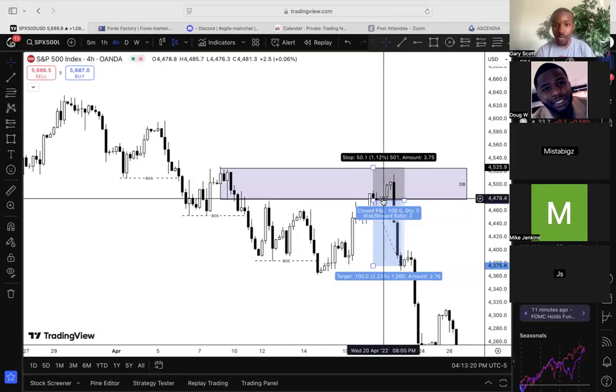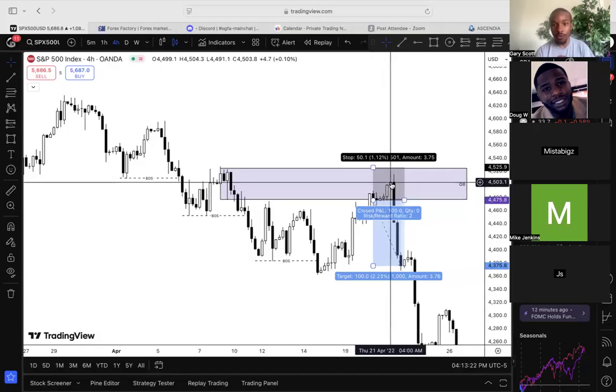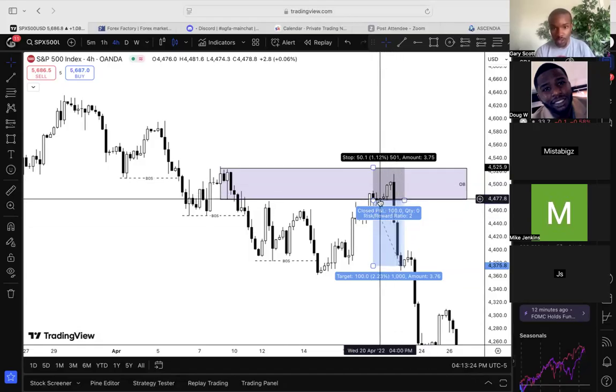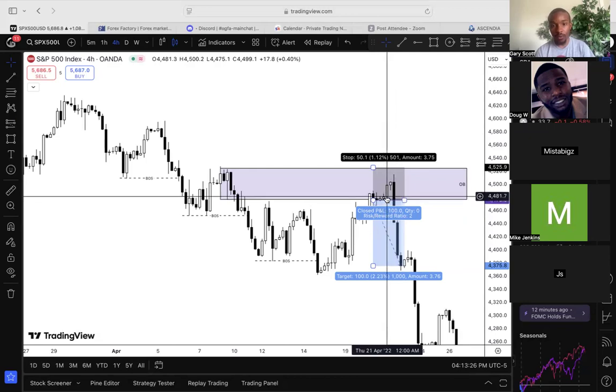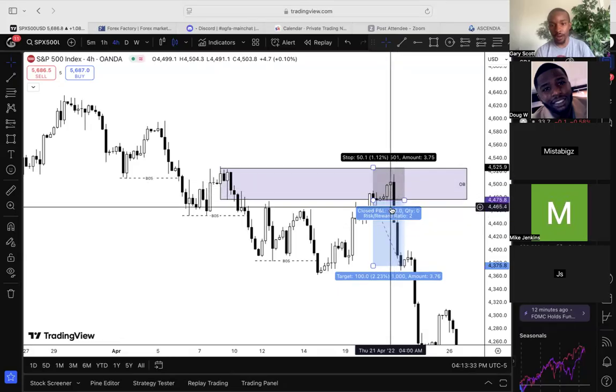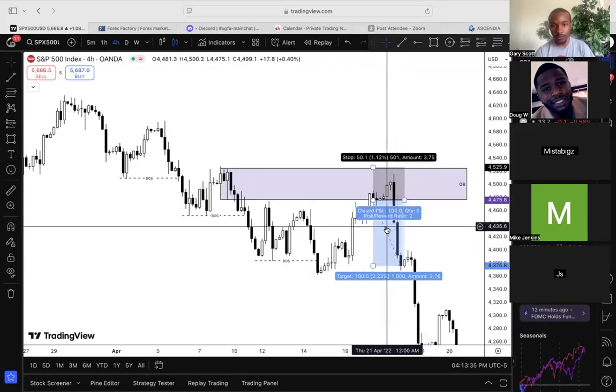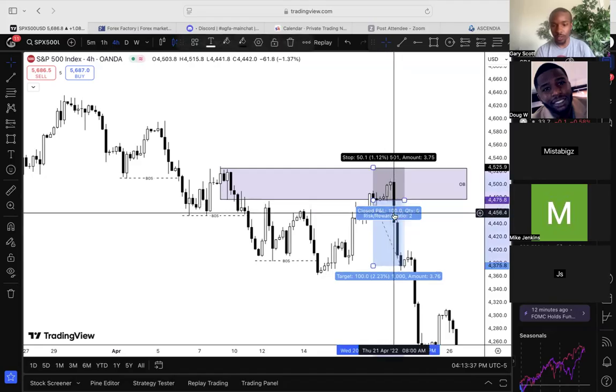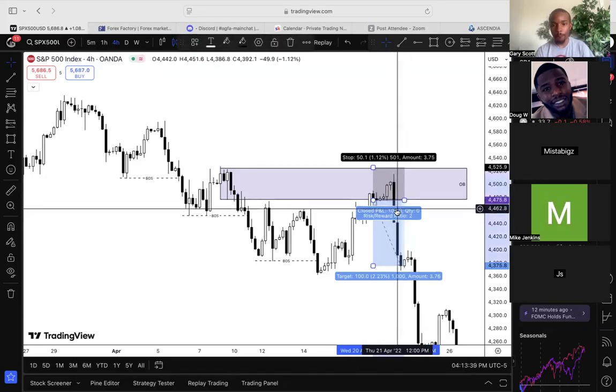So this took a total of 4, and then boom. So 4 plus 4 is 8, and 8 plus 8 is 16, for price to do what? Fall down 100 pips. Everybody see that, right?